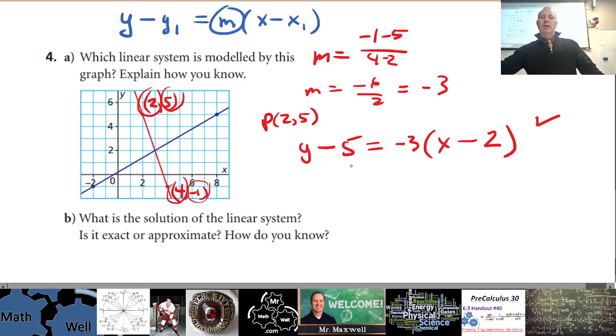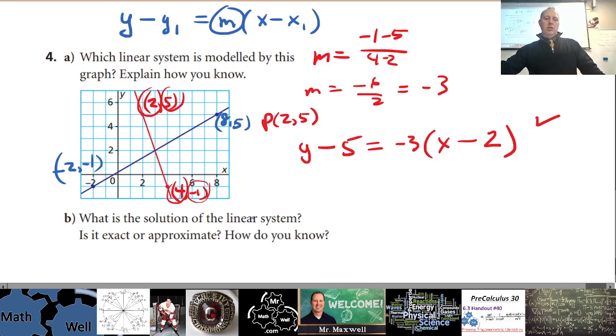Blue, you can do blue the exact same way, and I probably won't do the blue. I'll let you do the blue. This is negative 2, negative 1 as a point. This point looks like 8, 5. So you can find the slope and use one of those points.